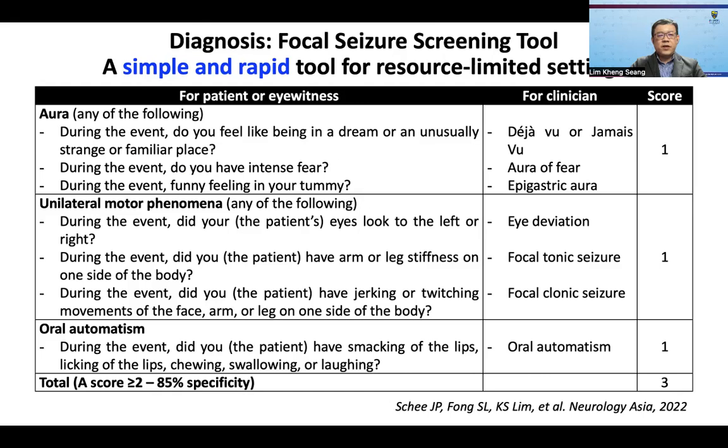This scale has a high specificity if the score is more than 2. However, if we score more than 1, it has a high sensitivity to suggest these are likely focal seizures.